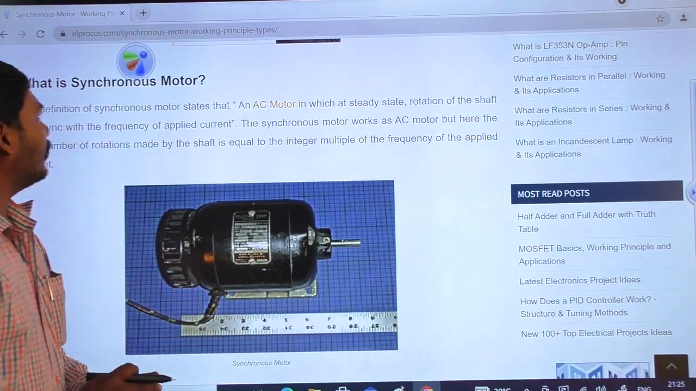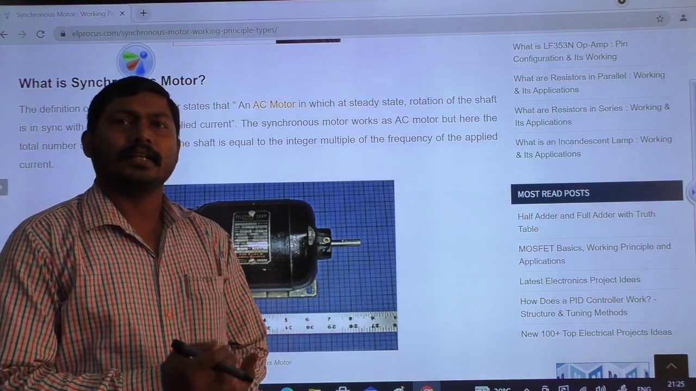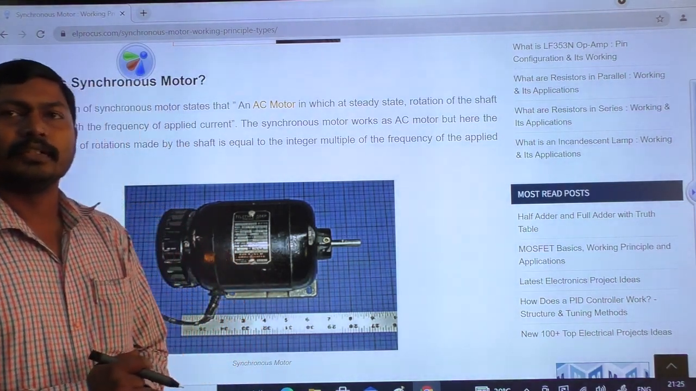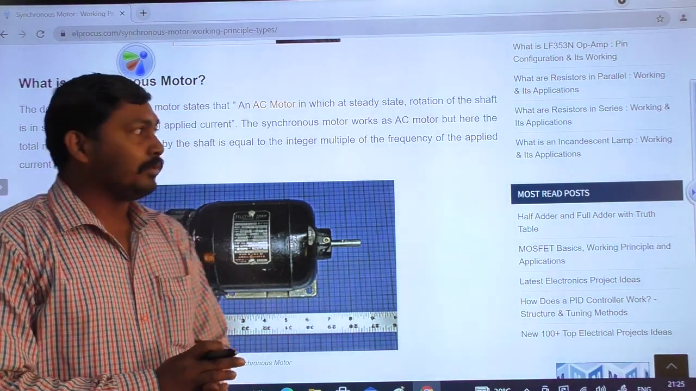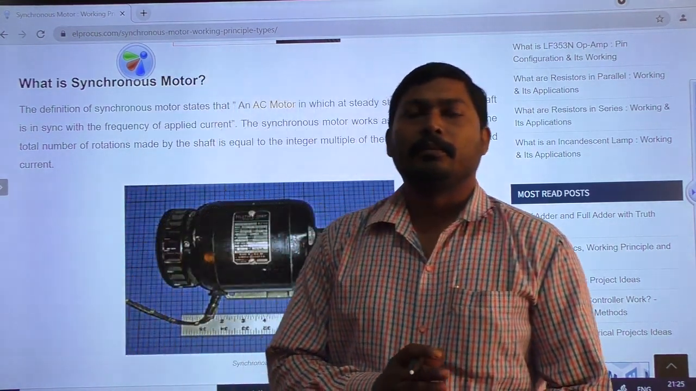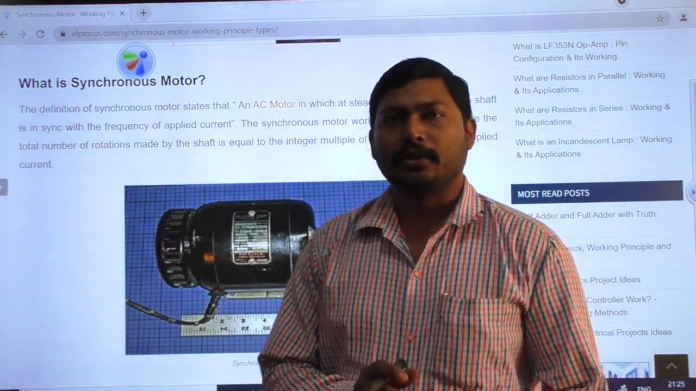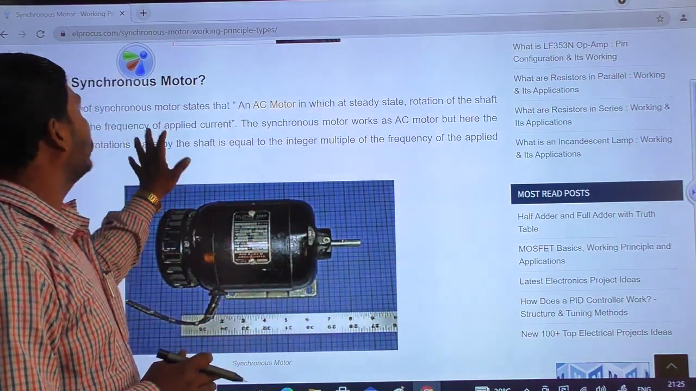Today we will start a new chapter, synchronous motor, and in this chapter we will understand the working of synchronous motor, its application, and how they are constructed. Before going to this chapter, let us understand this lecture is for diploma students and particularly for electrical branch students. Now let us go into the synchronous motor.